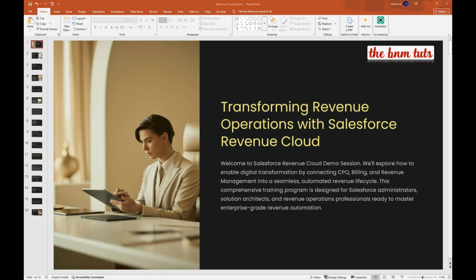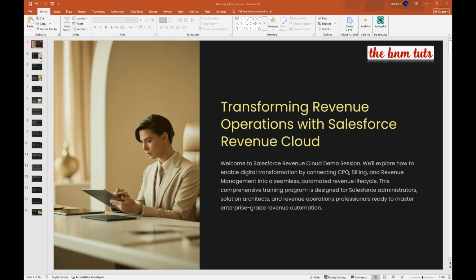For the next few weeks, you will explore how Salesforce Revenue Cloud unifies your sales and finance operations, enabling seamless quote to cash and revenue lifecycle automation. If you have worked with Salesforce Sales Cloud or CPQ before, this course will take you further, showing how to extend your quoting, billing, and revenue management process into a single automated platform.